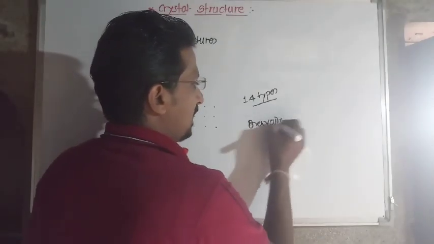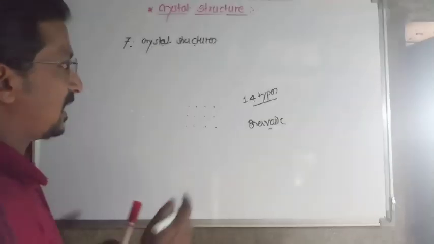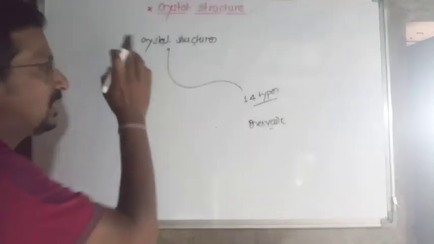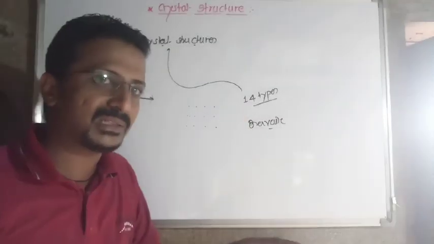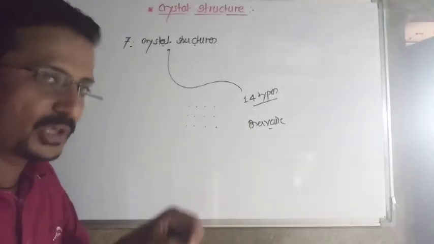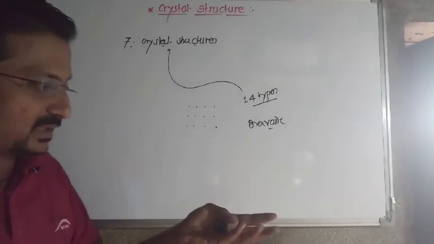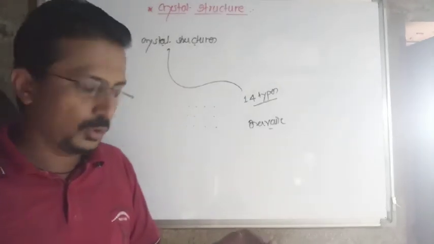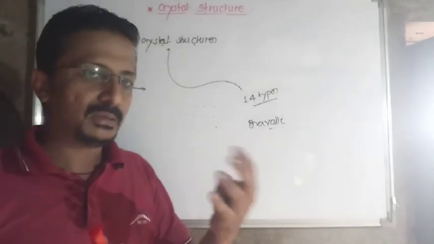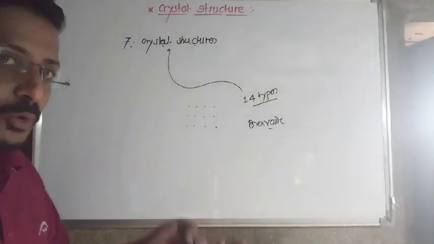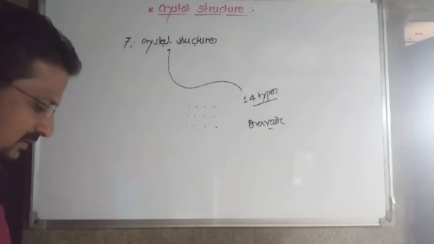They are called Bravais lattices. And these 14 Bravais lattices are categorized, or accommodated, in 7 different crystal structures. These are the cubic, rhombohedral, orthorhombic, monoclinic, triclinic, hexagonal, and one more, the tetragonal. So in all these 7 crystal structures, there are 14 Bravais lattices.